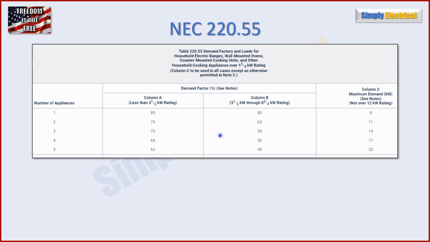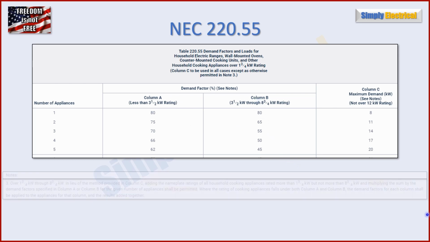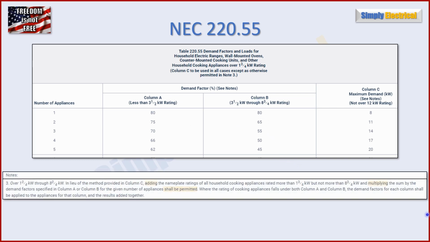Very important. Okay, now we're going to go back up to this parenthetical statement here. It says column C to be used in all cases except as otherwise permitted in note 3. And we'll get to note 3 in just a second. But it's telling you that you're supposed to use column C in all cases unless you have specific permissions to use it by note 3, which we'll talk about, column A and column B and when you can use those. So here's note 3, and this is found at the bottom of the table in the code book.